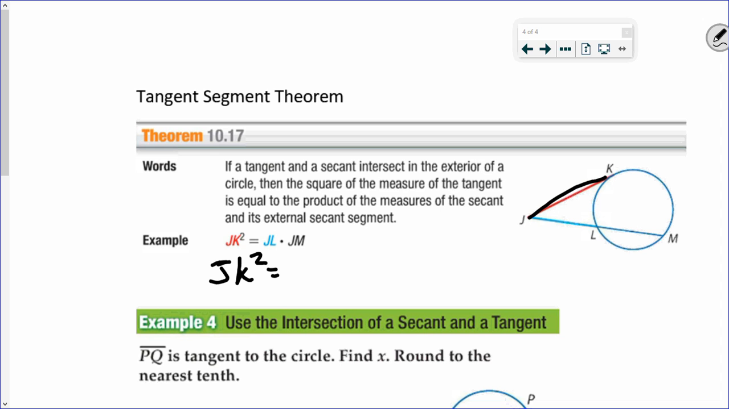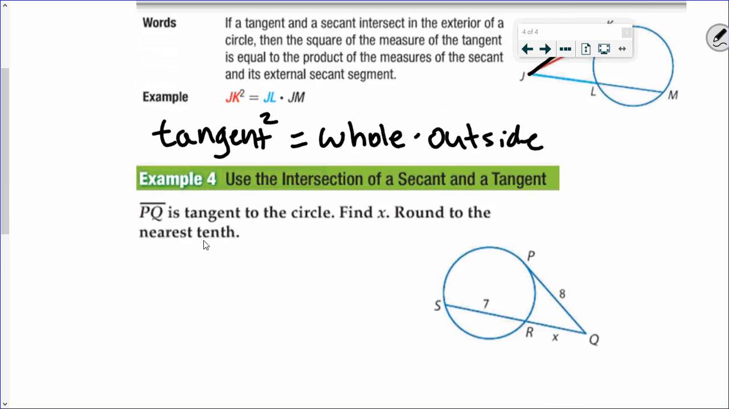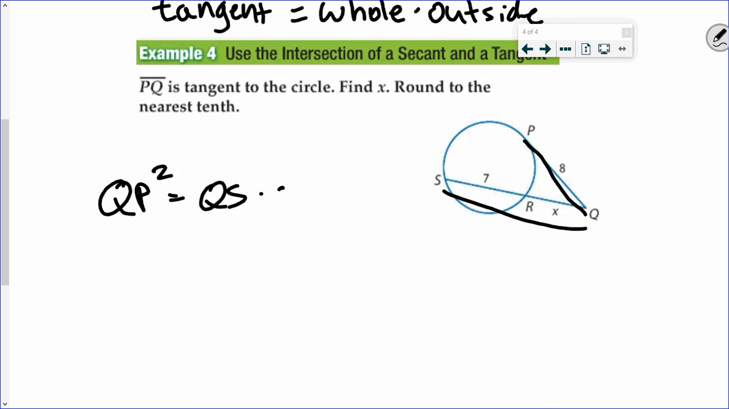So then the tangent squared is equal to, let's write it that way. So this is when a tangent and secant intersect. So tangent squared is equal to the whole secant times the outside. I'm going to write external, but we called it outside earlier, so let's just stick with that terminology. Outside. So that's for the secant. So tangent squared equals the whole secant times the outside portion. So we can use that here in example 4. Okay. The tangent squared, so what's the tangent? QP. QP squared is equal to the whole secant, QS, times the outside portion, QR.